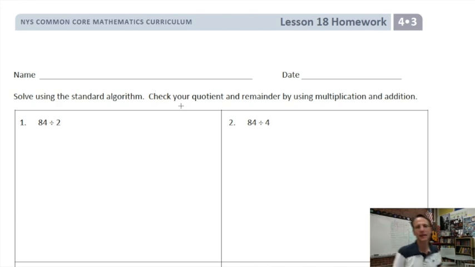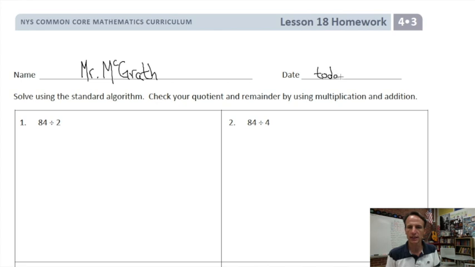Homework time. Yes, homework time is here again. Let's go ahead with lesson 18 homework here of module 3. Jot our name down at the top. I will put my name and you put yours. And let's go ahead and take the time to put today's date. I will write today. You write the actual date, where and when you are.